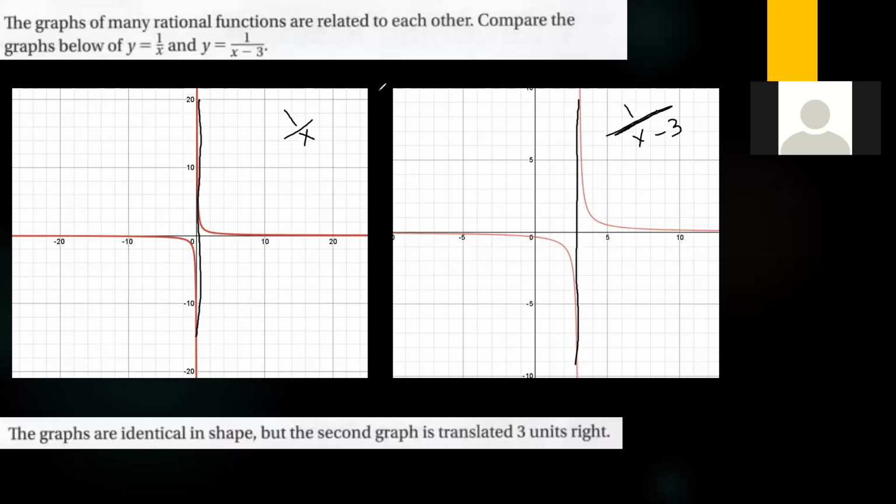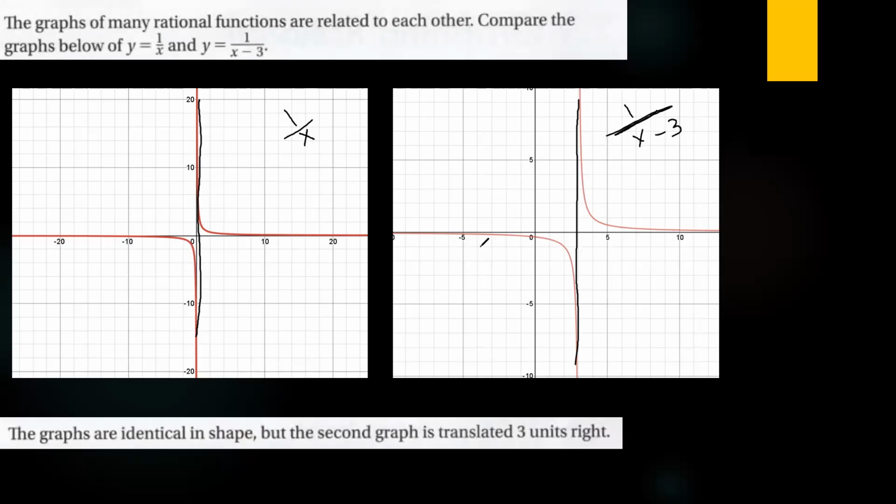Teacher, the first function, the excluded value is 0. The second function is at 3. Yes, but what's the relation between them? Can I see that the second function is translated 3 units to the right? Yes. So here we ought to draw it. That means this is 1 over x translated 3 units to the right. This is the relation between them.